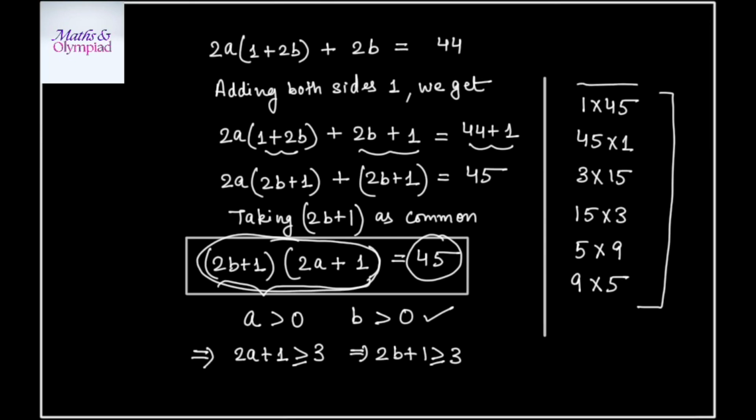But if you see these two cases, we have 1 in both the cases which is less than 3. Therefore, we will reject these two cases. Now we are left with these 4 cases. So let's start with the first case, 3 times 15.